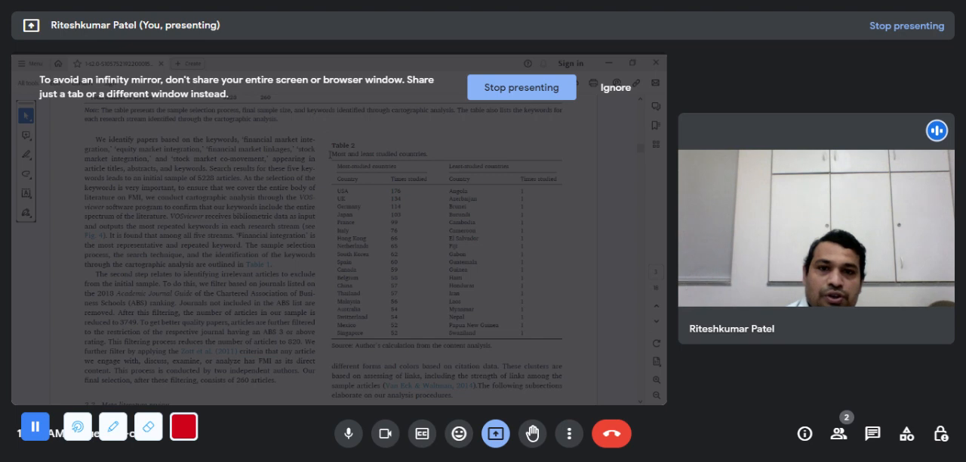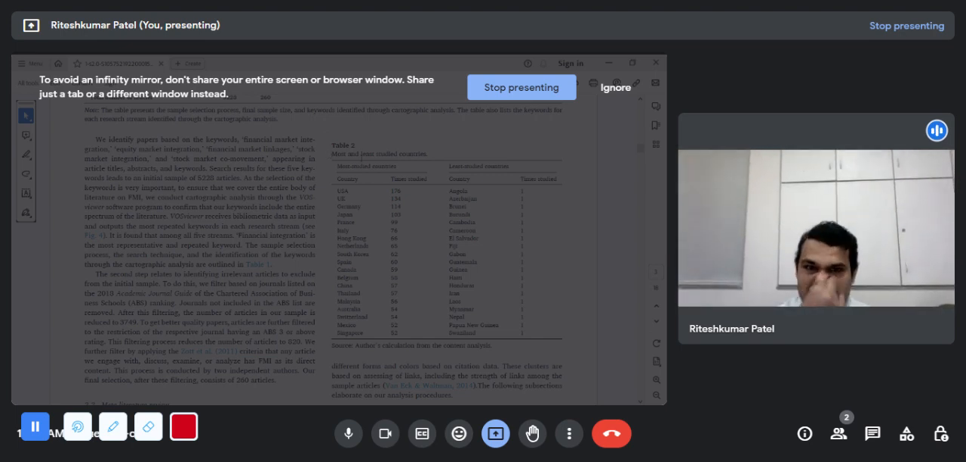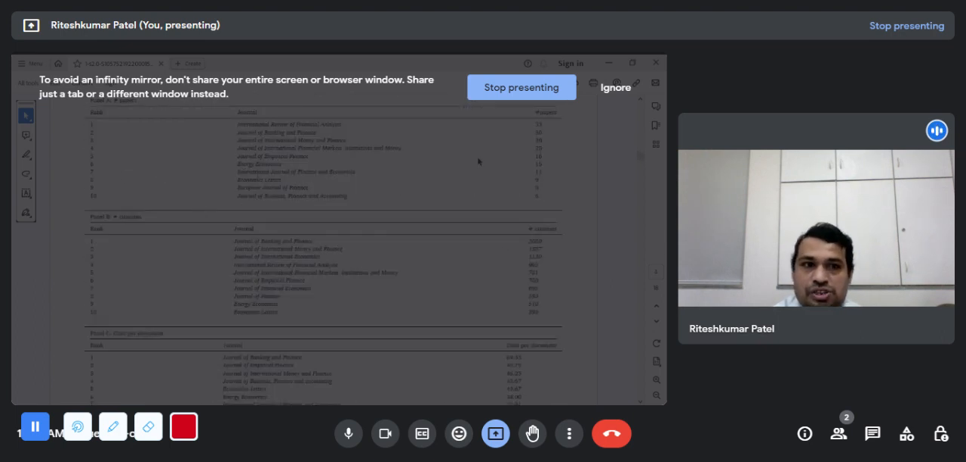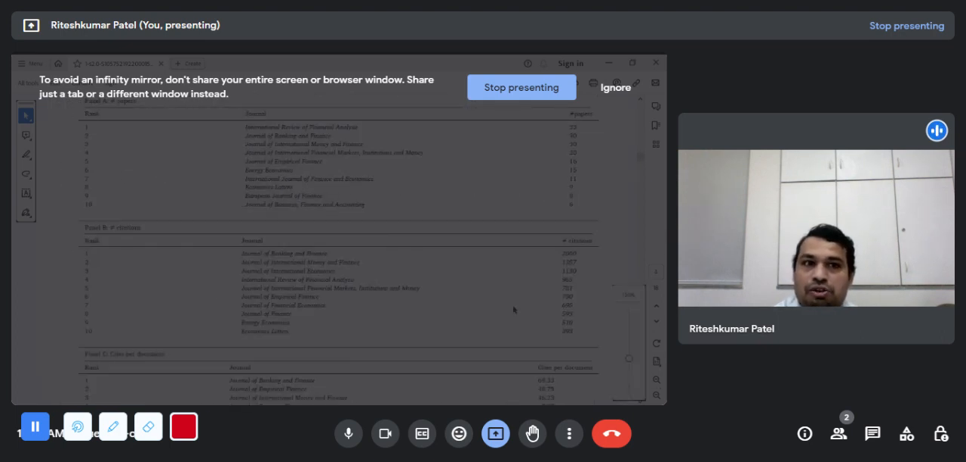Now you can see over here we have covered the most and the least studied countries. That shows the countries which are studied more and the countries which are studied less. The countries which are studied less can be covered by future researchers so that they can achieve a better outcome. Then we have the journals. These are the top journals which have highly studied the financial market integration topic.